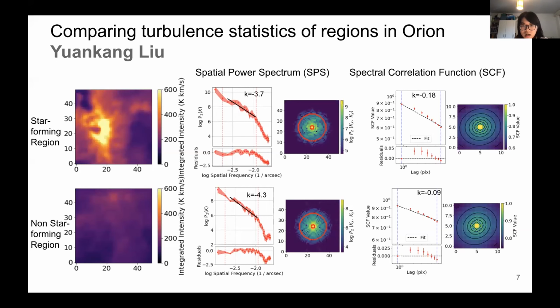So we move on to calculate the spectral correlation function. The spectral correlation function also considers the velocity as the third dimension. The slope of the spectral correlation function in the star-forming region is about -0.18, while in the non-star-forming region, the slope is only -0.09. You see a huge difference between the two methods. The two methods give us different comparisons of the same data cube. So different statistical methods probe different aspects of the data. That's the basic conclusion here.